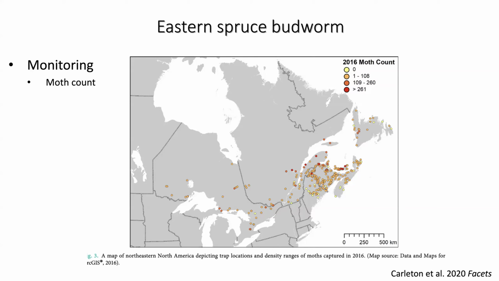So one thing we can monitor could be moths. We have sampling stations where different agencies are counting moths. When we see high levels of moths, that might indicate areas of dispersal, might indicate the population is growing at certain times of the year. And this is just an image depicting moth counts for different areas in eastern Canada.